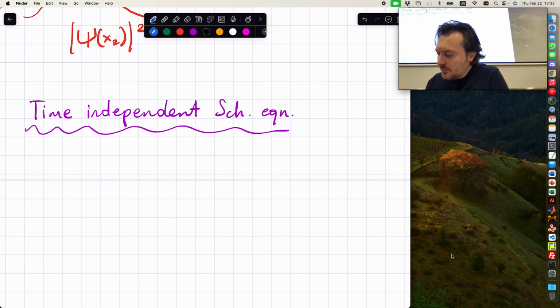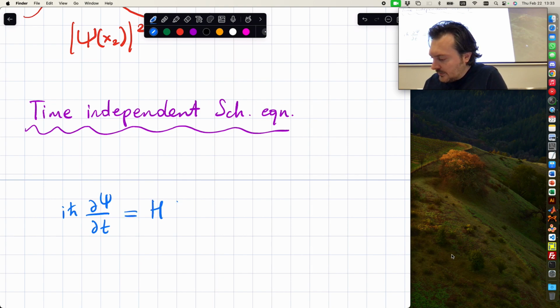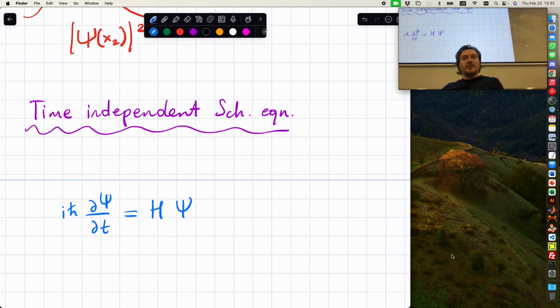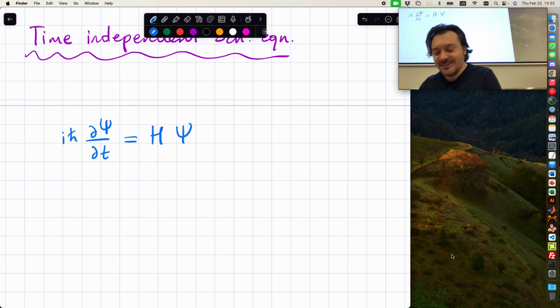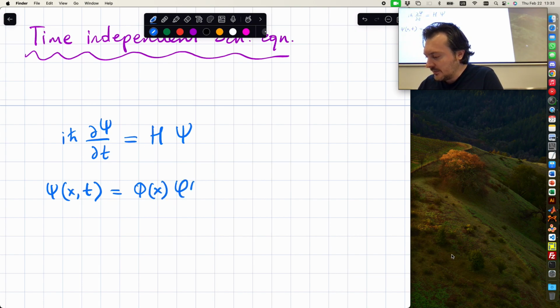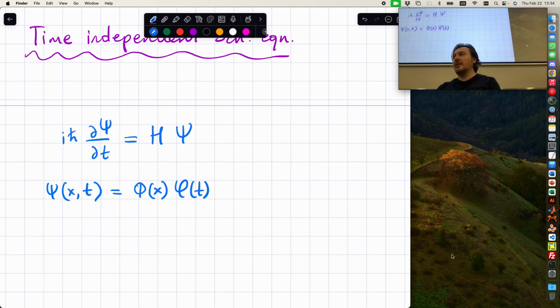Let's remember the time-dependent one. It was i h bar del over del t psi equals Hamiltonian times psi. Do you remember this? Yes? Hopefully not in the form of a nightmare, but in any case, psi was depending on both space and time, but we can actually do separation of variables here. So let's do that. We can represent it as space part times time part.